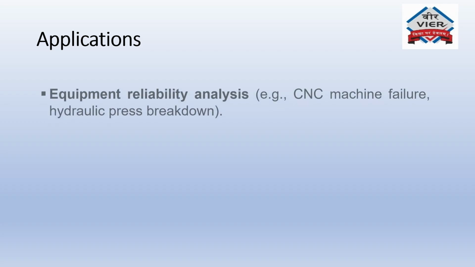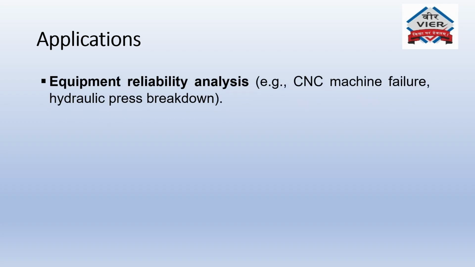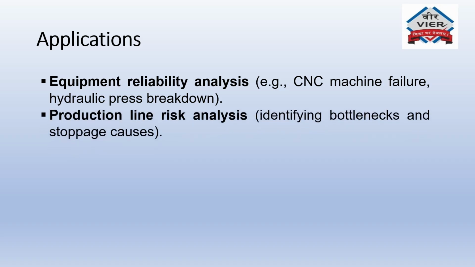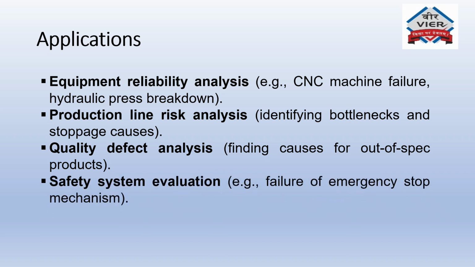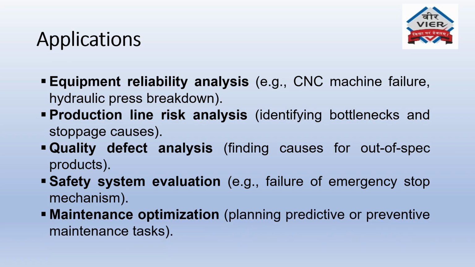Let's see the application of FTA in different areas. For example, equipment reliability analysis for CNC machine failure and hydraulic press breakdown. Then in production line risk analysis for identifying the bottlenecks and stoppage causes. In quality defect analysis, finding causes for out of specification products. In safety system evaluation, failure of emergency stop mechanism. Then in maintenance optimization, planning predictive and preventive maintenance tasks. So these are the applications of FTA.